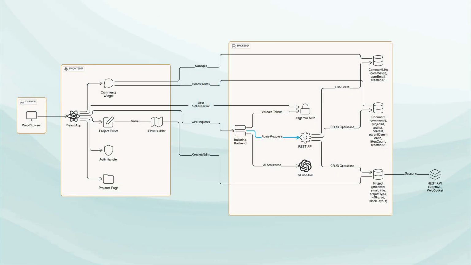This diagram illustrates the architecture of OneBlok that demonstrates different backend interactions, such as REST APIs, WebSockets, and AI assistants. The system is organized into three main sections: clients, front-end, and backend. Starting on the left, we have the client, represented by a web browser. The browser is where end users interact with the system.